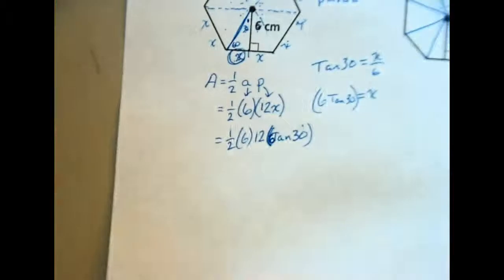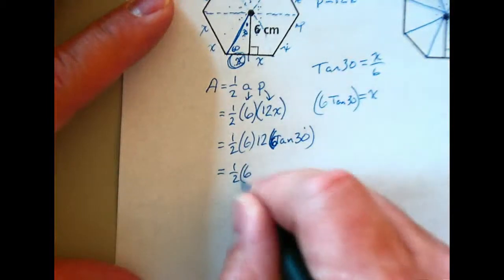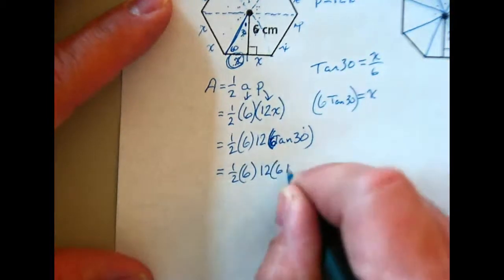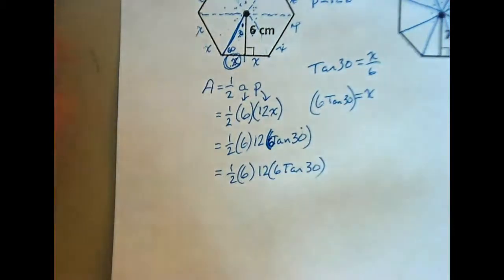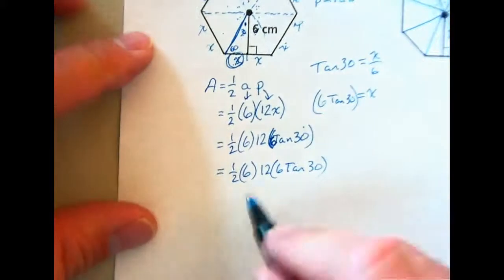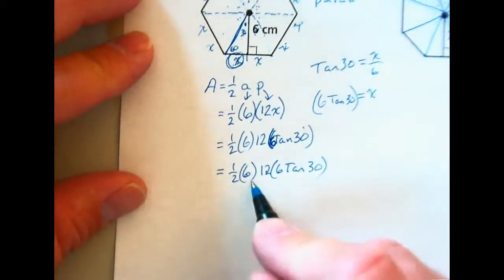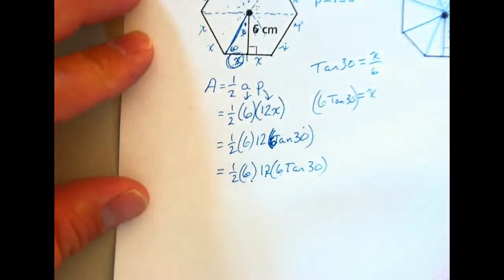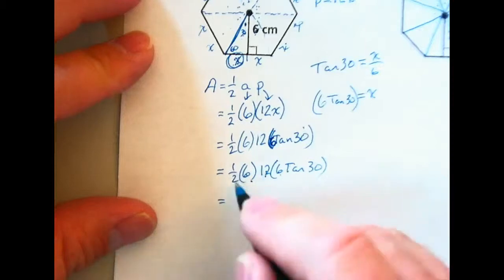All right. 6 tan 30. All right, just so we can read that a little better. It's 1/2 of 6, which is our apothem, times 12 times x, which is 6 tan 30. And that's, you put that exact thing into your calculator. If you want, you could just multiply all these things out. If you don't want to put that exact thing in, you can say 1/2 of 6 is 3, 3 times 12 is 36, 36 times 6 is whatever it is. So area is 6 tan 30. No, the whole area is this.